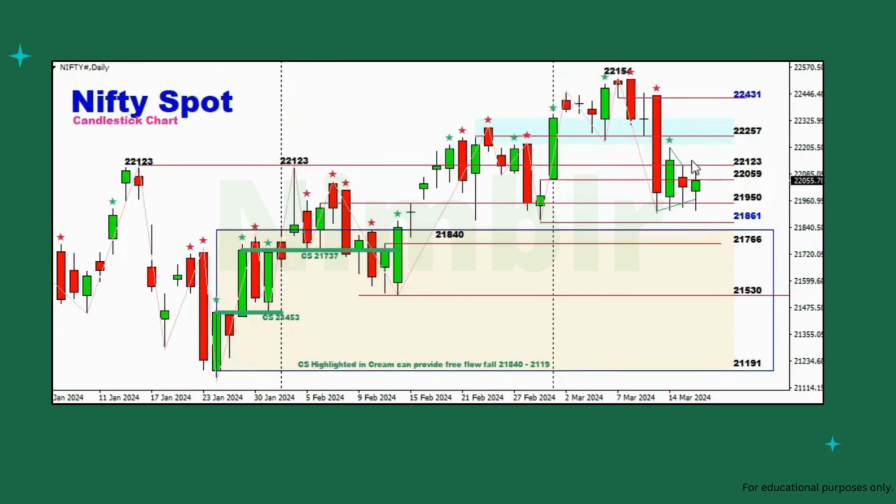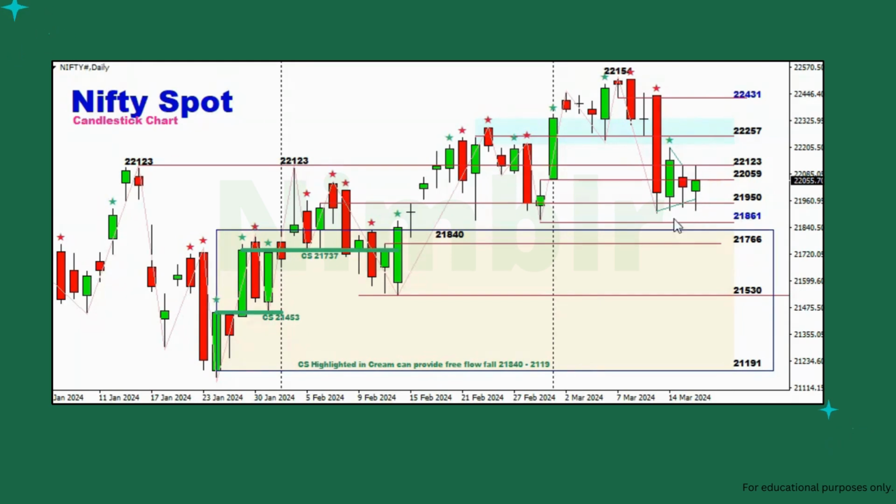Could be some institution who thinks 22,123 is probably the number which should never be crossed on the upside. There was some action here earlier in the month of Feb and then here, but 22,123 for the last 2 days, Friday and today, is a level that is unable to be crossed. Now, that's what has happened.